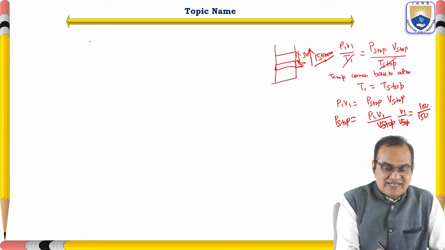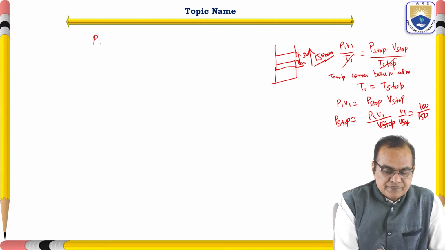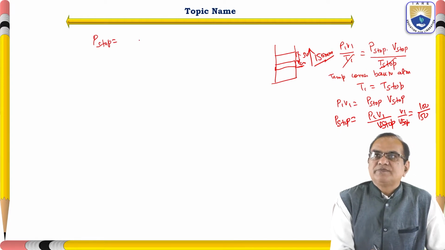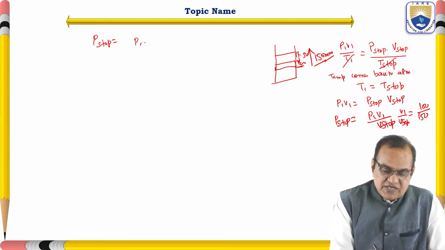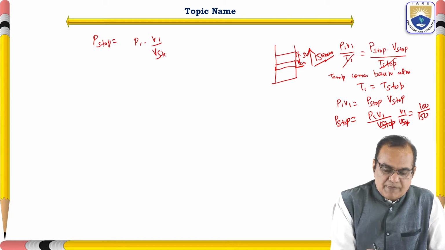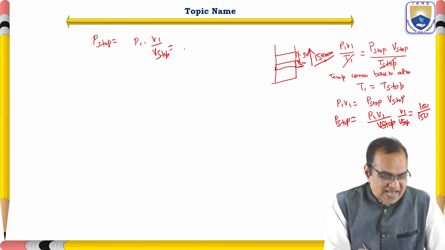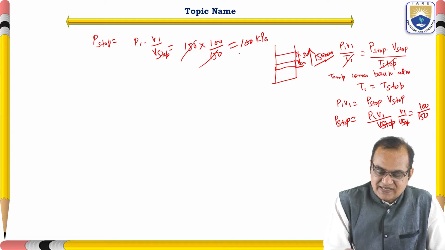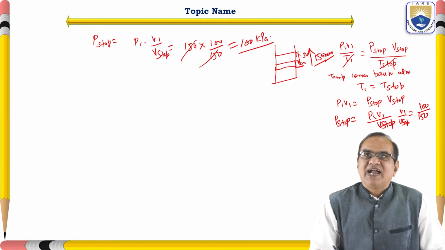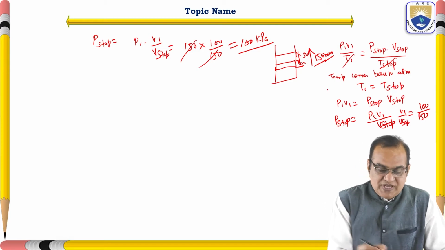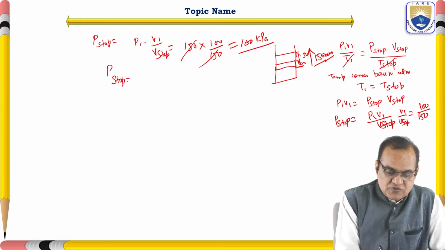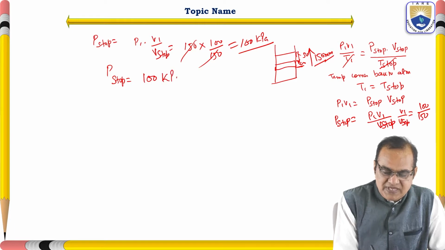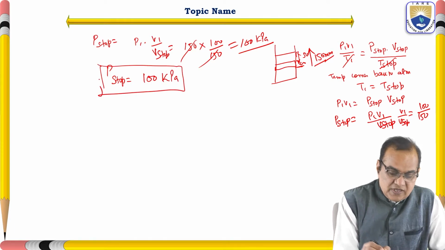So here we will get P stop is equal to P1 into V1 by V stop. P1 is given as 150 into 100 by 150. So this cancels, and we got 100 kilopascal. So this P stop is 100 kilopascal. So we got here P stop is equal to 100 kPa.